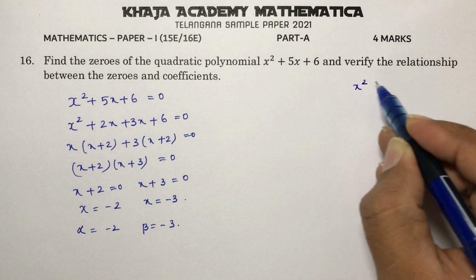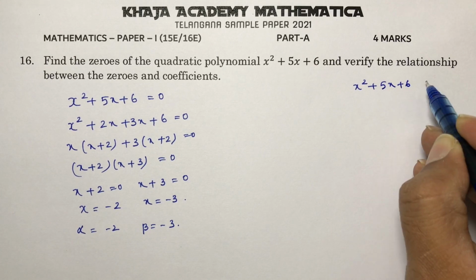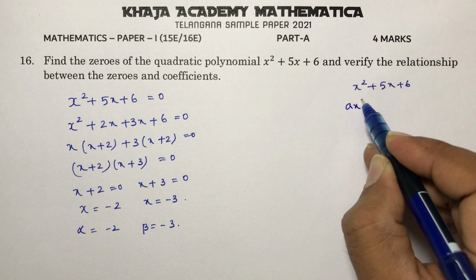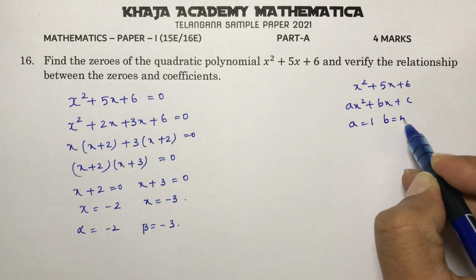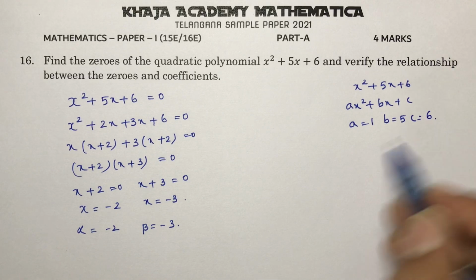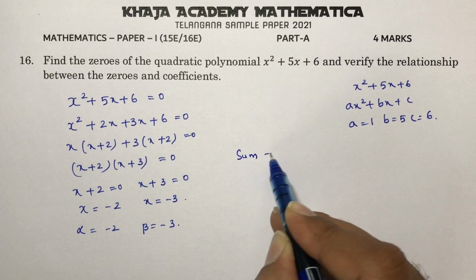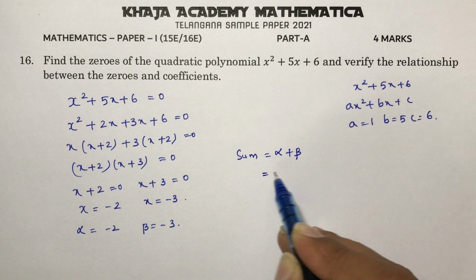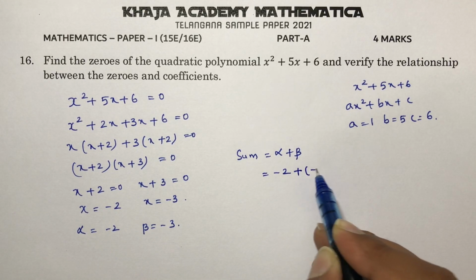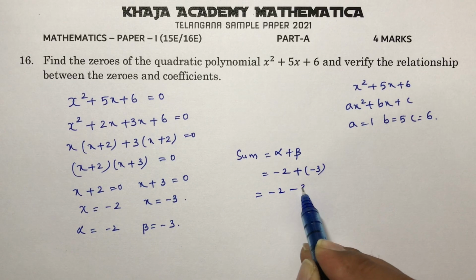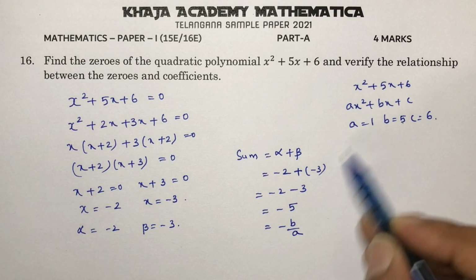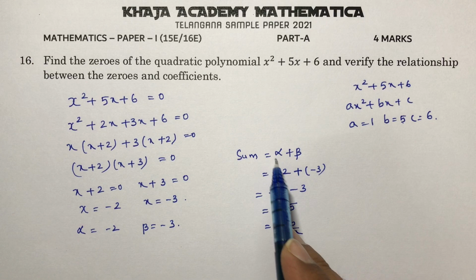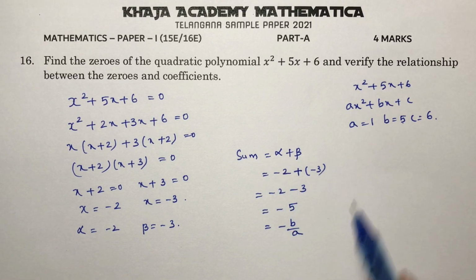So write again the equation x square plus 5x plus 6 and compare with the standard equation ax square plus bx plus c. a is 1, b is 5, c is 6. Now find the sum of the zeros, that is alpha plus beta. Minus 2 plus minus 3, that is minus 5. It is nothing but minus b by a. Minus 5 by 1, that is minus 5. So in the relationship between the zeros and coefficients, the sum is minus b by a.